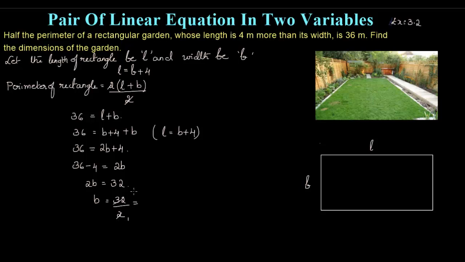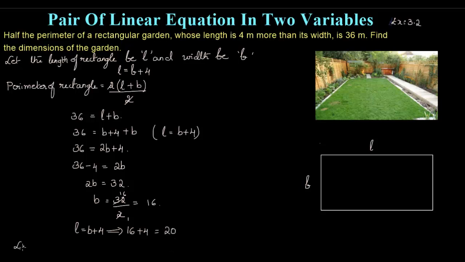So 2 ones are 2, 2 sixes are 12, so it is 16. So what is the breadth you have got? You have got the breadth or the width of the rectangle as 16. And what will be the length? We know that length is B plus 4. So just substitute the value of B, 16 plus 4, which is equal to 20.